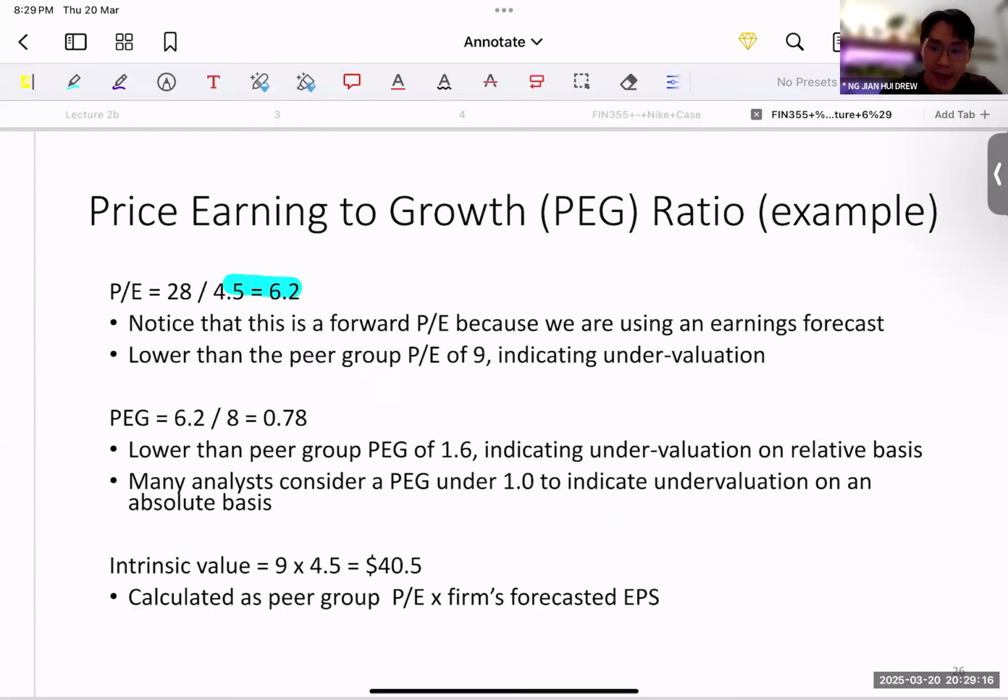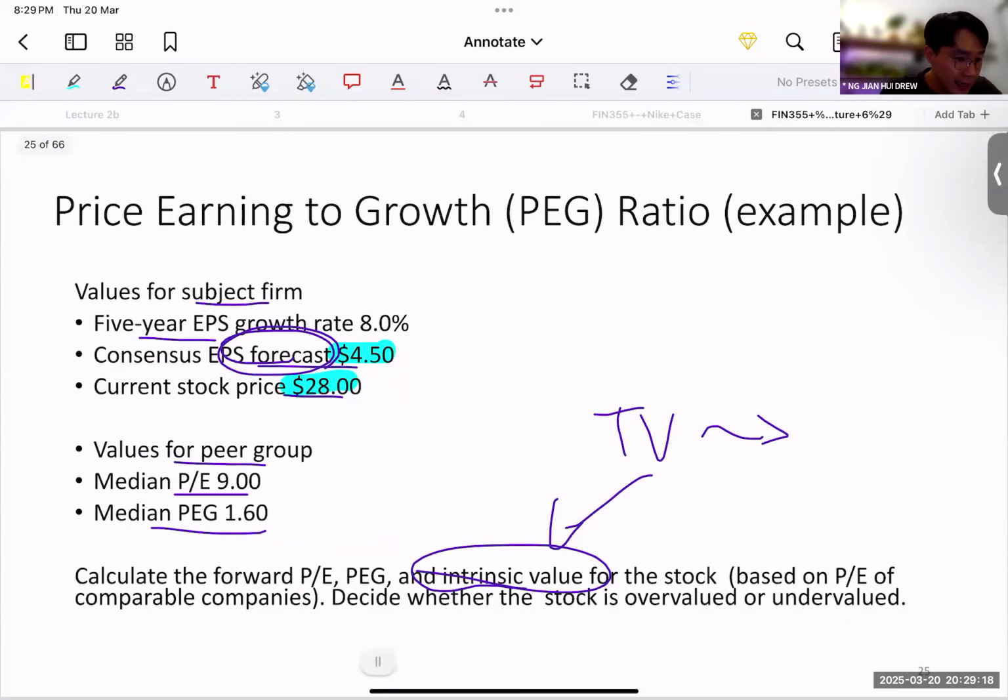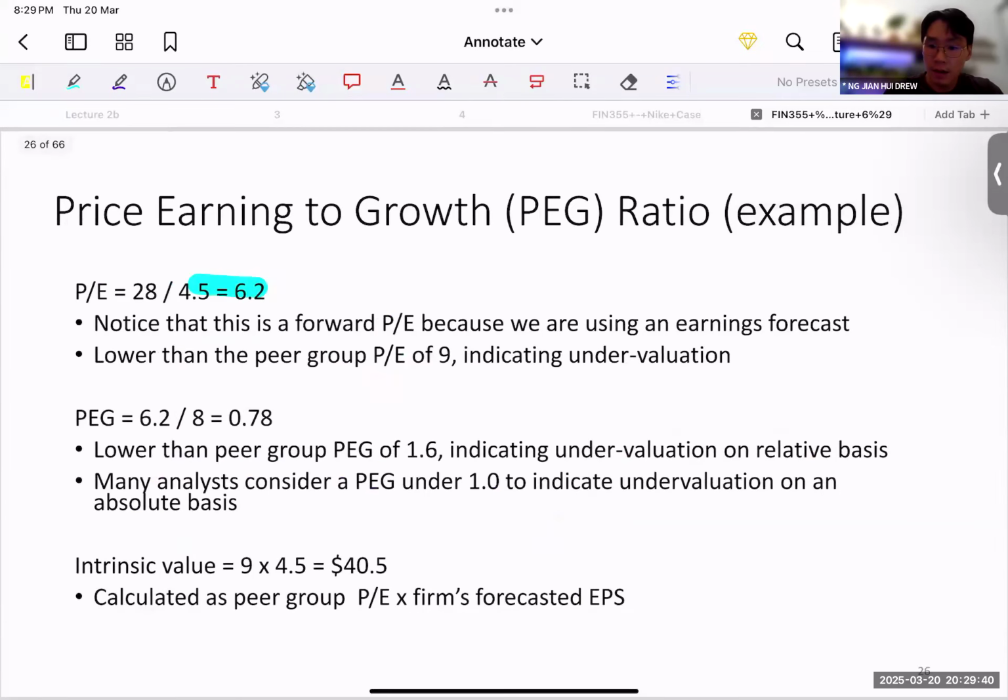Your forward PE is FY plus 1. Yes, it's FY plus 1 because your earnings is forecast, right? So it's forward looking. Is that what you're asking? Yeah, it's forward looking. Forecast for 5 years, yeah, okay.